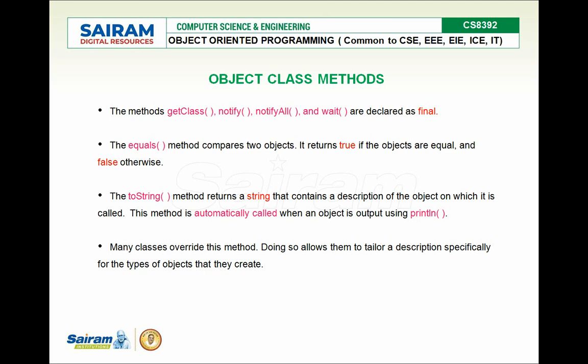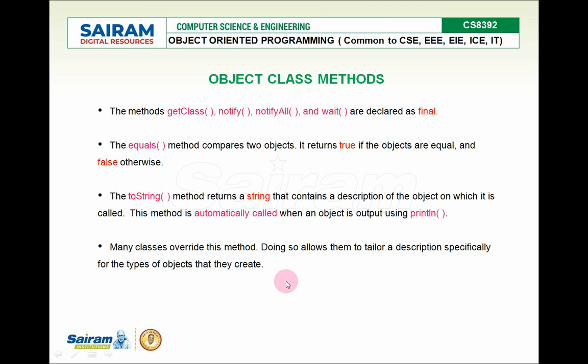toString is a method which returns a string which contains a description of the object on which it is called, which is nothing but a method that converts your object or any reference to a string. That is what is called toString. This method is automatically called when the object is output using println. If you print the object, it automatically calls the toString method, which converts the object to a string and displays it. That is the point.